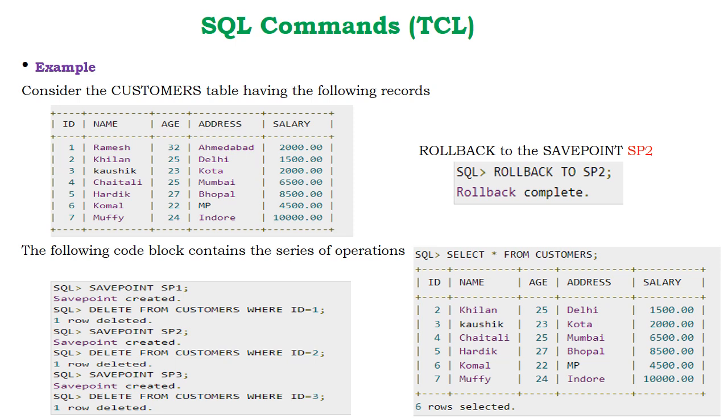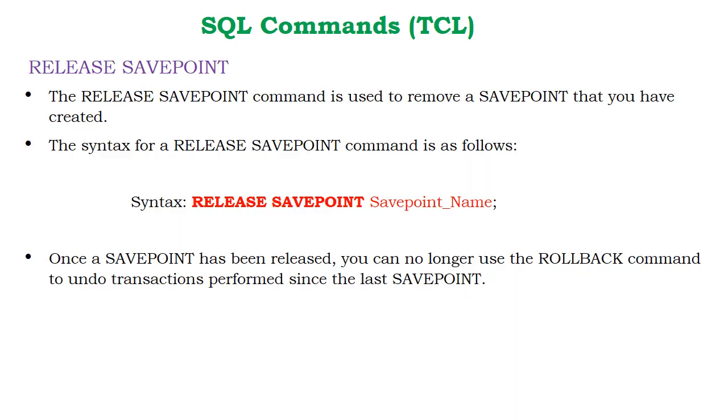If you want to roll back, then you can apply it to a specific point. For example, rollback to SB2. Automatically the control goes back to ID 2. Then it will display all the data. See the result, it will show from the second row. Suppose you mention SB1, it will display from the beginning of the records. Then release savepoint. If you want to release the savepoint, you can release it. What is the syntax? Release savepoint and the particular savepoint name. Automatically it will release the savepoint.